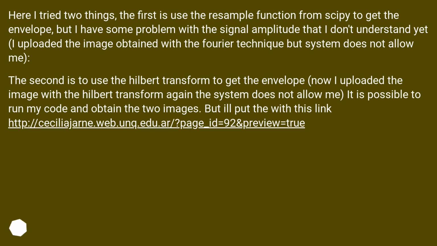The second is to use the Hilbert transform to get the envelope. Now I uploaded the image with the Hilbert transform, and again the system does not allow me. It is possible to run my code and obtain the two images, but I'll put them with this link, this URL.